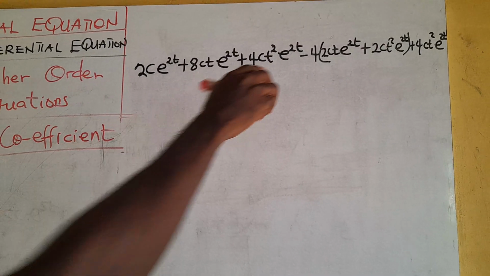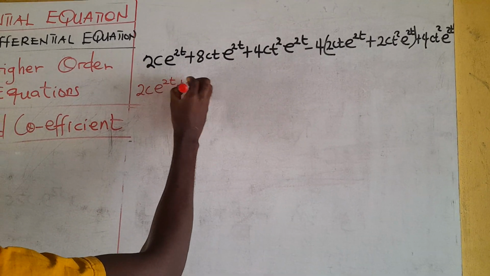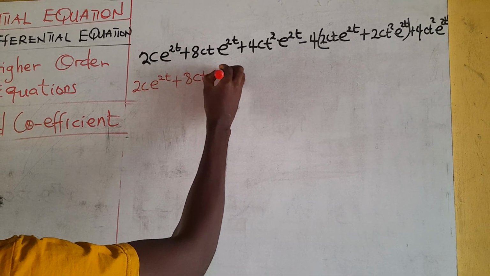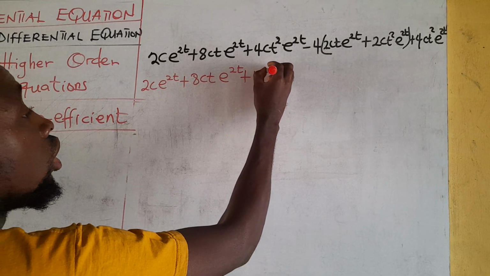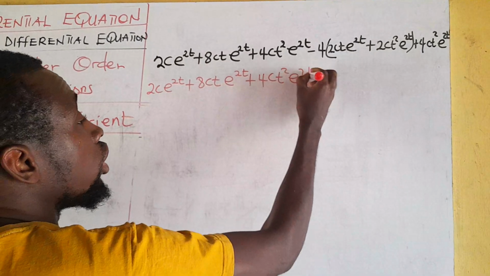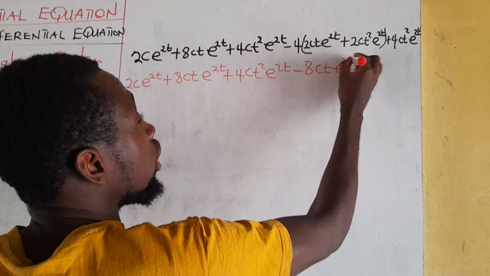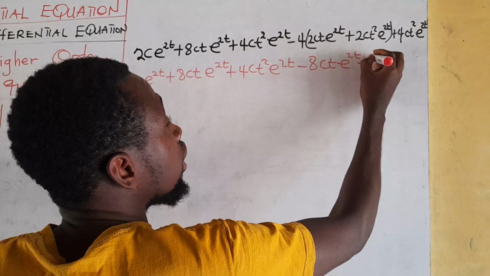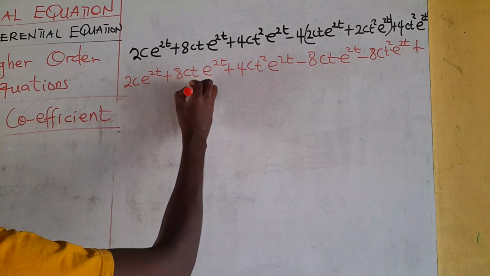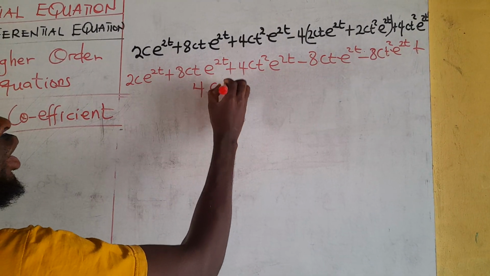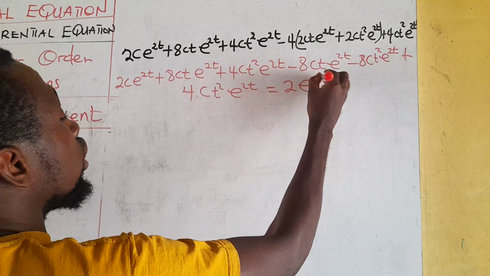So now we expand this bracket. So we have 2c e exponent 2t plus 8ct e exponent 2t, then plus 4ct squared e exponent 2t. This times this will be minus 8ct e exponent 2t. This times this will be minus 8ct squared e exponent 2t plus 4ct squared e exponent 2t. And remember, it will be equal to 2 e exponent 2t.